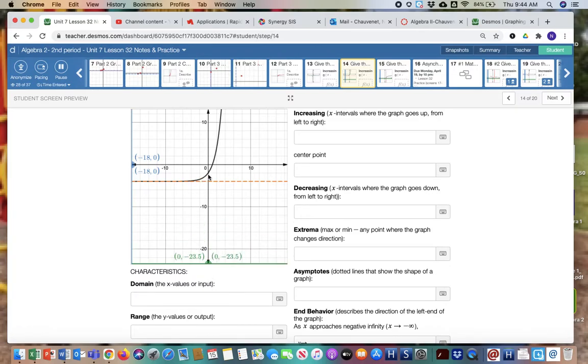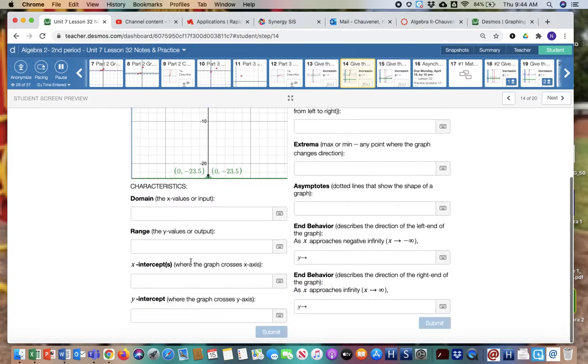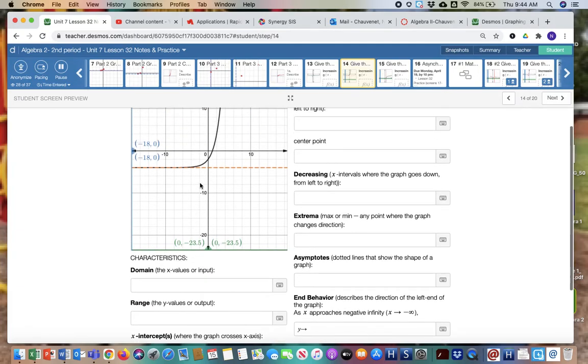Okay, let's start with the easiest stuff. X and Y intercept: (1, 0) and (0, -2). Okay. Let's talk about the domain. This graph goes left forever. This graph goes right forever. So the domain should be -infinity to infinity, or in other words, all real numbers.